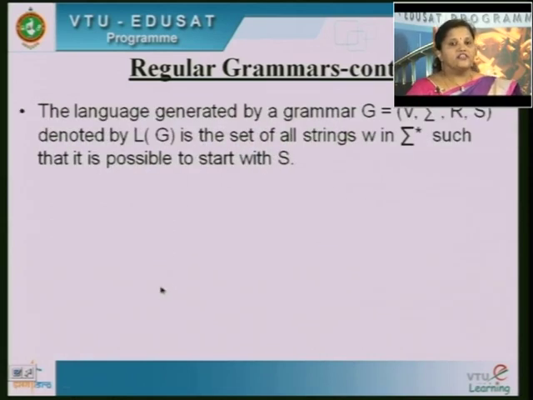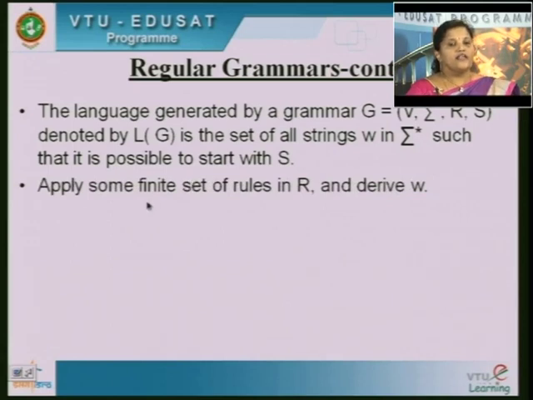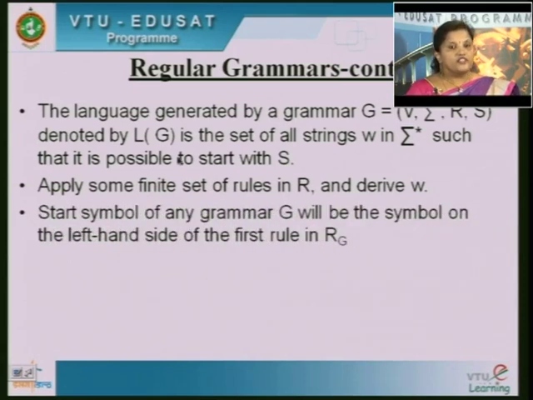So, the language generated by the grammar. For any grammar G = (V, Σ, R, S), it is denoted by L(G). What does L(G) contain? It contains the set of all strings w in Σ*, such that it is possible to start with S, apply some finite set of rules in R, and derive w. So, that is the derivation process.